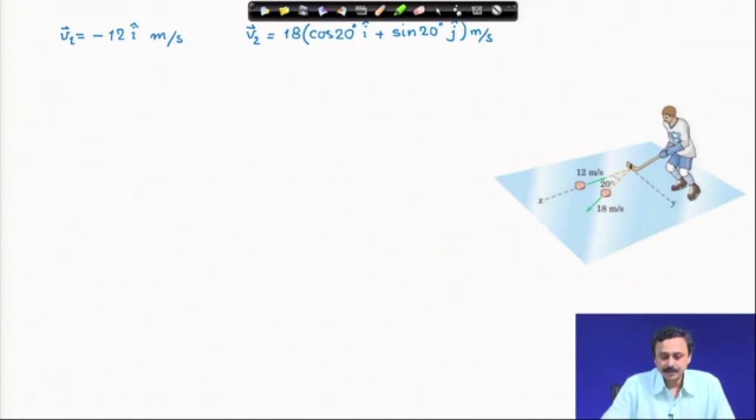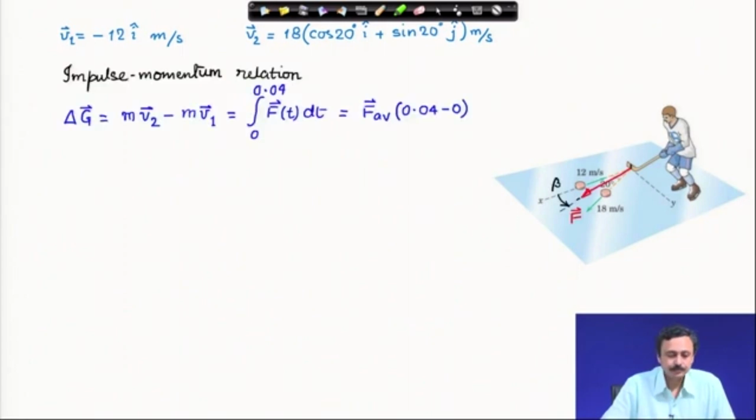After being hit, velocity V2 is 18 is the magnitude, and the unit vector direction is cos 20 i cap plus sin 20 j cap, magnitude times direction. Meter per second is the velocity vector. Now, we use the impulse momentum relation.